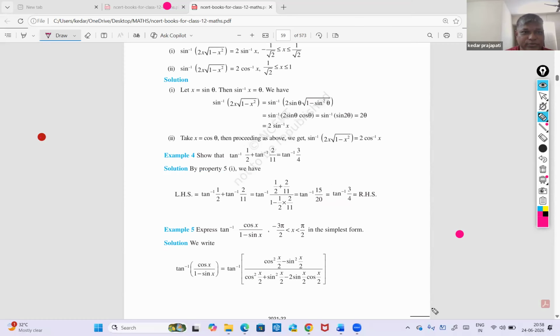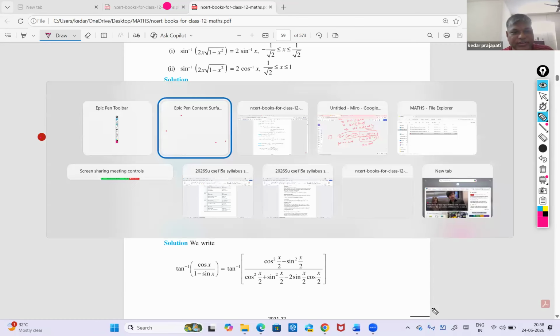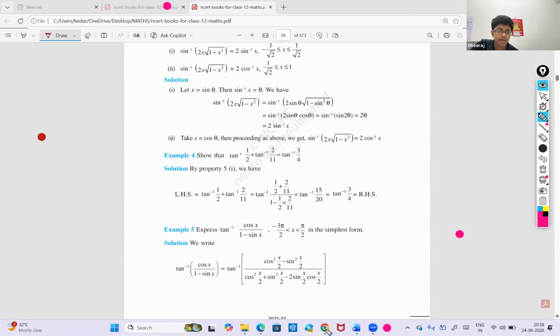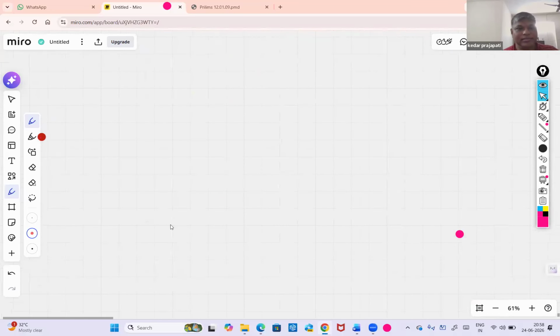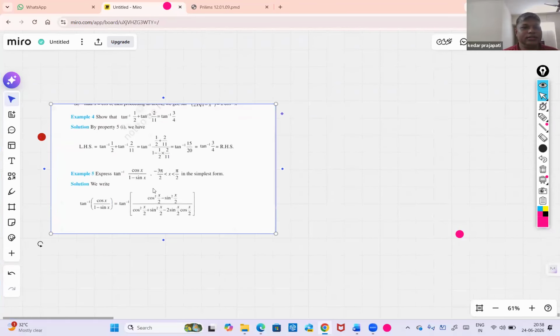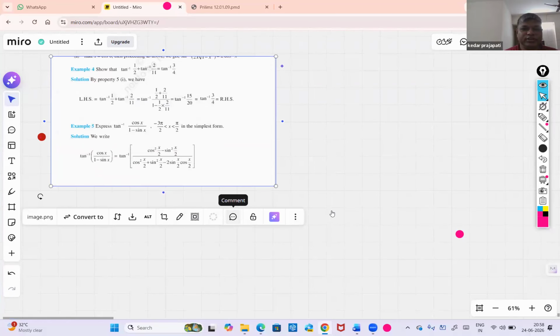In your school, which textbook is being referred? Excellent, NCERT. So ma'am is not doing these questions. She doesn't do example sums, but example sums are also important. Everything is important from NCERT.